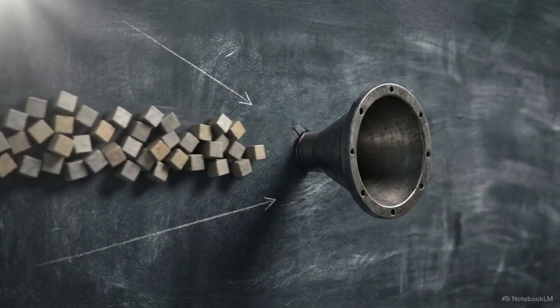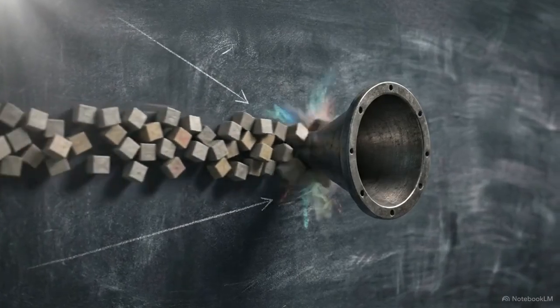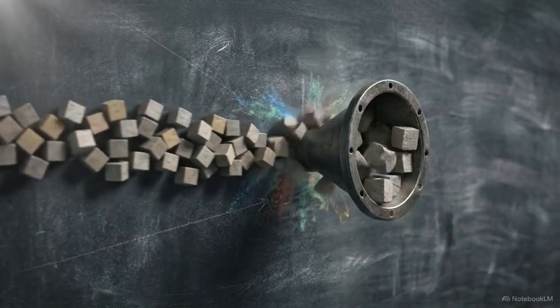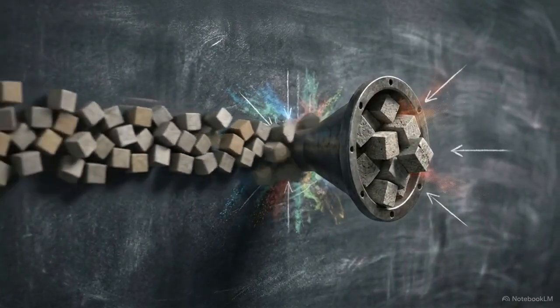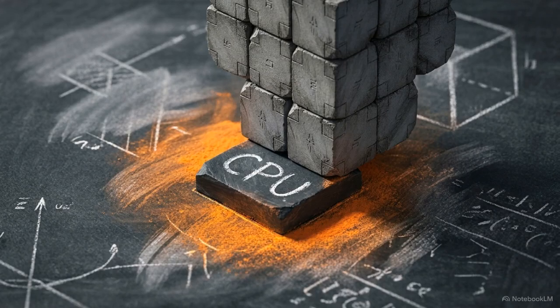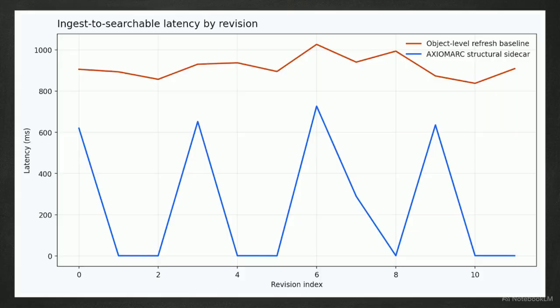When high-performance computing systems process highly repetitive data, they hit a predictable bottleneck. Every time a standard architecture re-ingests a block of data, even if it is completely identical to the previous batch, the CPU has to expend physical work to parse it. This graph shows ingest to searchable latency.